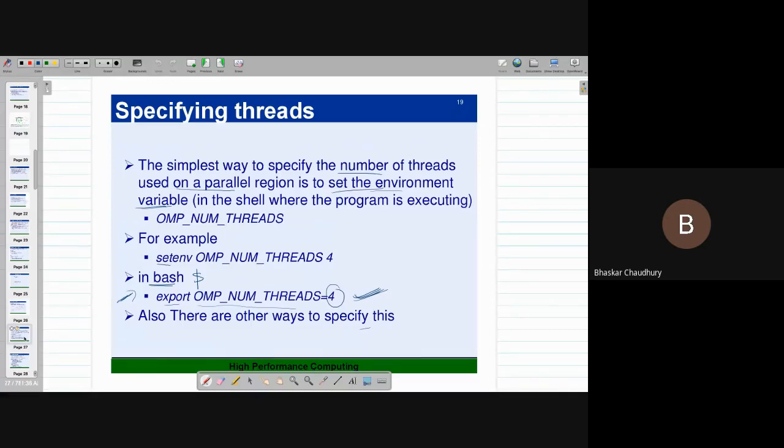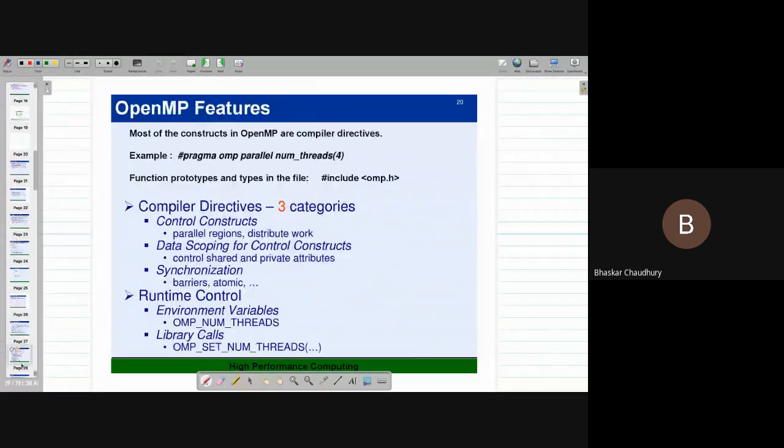Okay, so to summarize, we have understood how to compile, and we have understood how to tell how many threads are to be used. That is to be done using this command. And then there are three important things. One is the compiler directives. Those pragmas, whatever you call them, the compiler directives or pragmas, have three important categories, and each of them has a specific role, which we'll understand gradually.